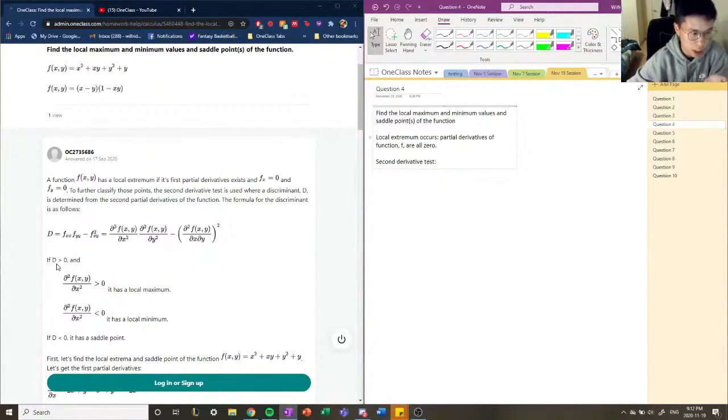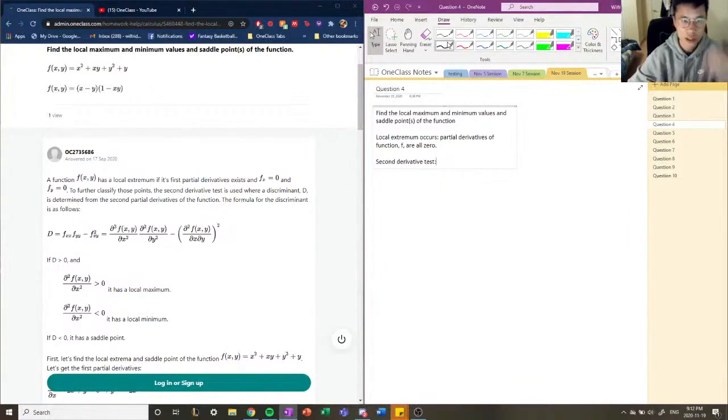So if the discriminant is positive and the double partial derivative of the function with respect to x is greater than 0, it has a local minimum. If it's less than 0, it has a local maximum. Conversely, if the discriminant is less than 0, or negative, that means it has a saddle point.